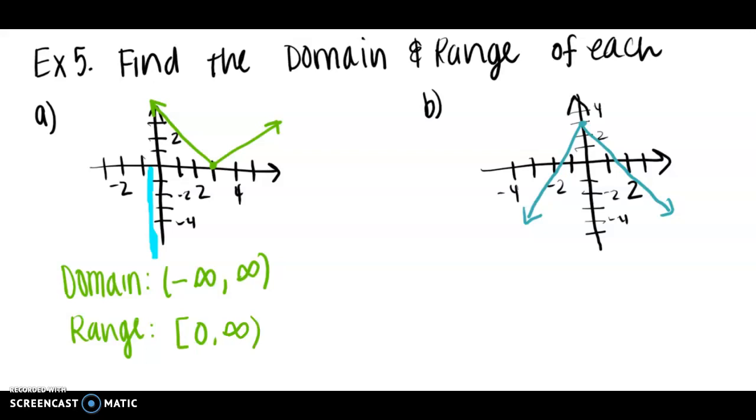Okay, alright, and then the next one, domain, again, it goes forever in the left and the right direction. So it's going to be from negative infinity to positive infinity. And if you notice, these are both absolute value graphs. So for the absolute value, your domain will always be this.